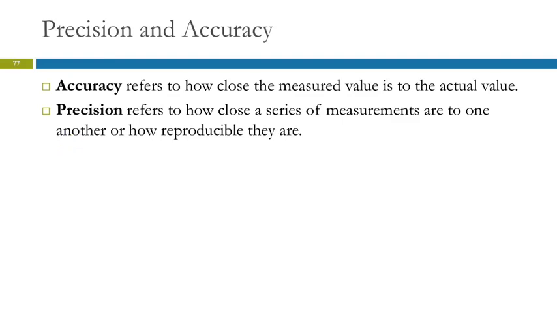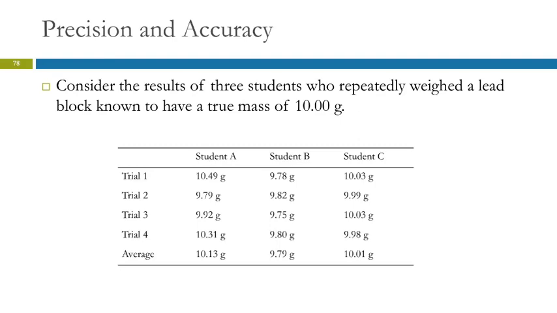Precision refers to a series of measurements. You can't really have precision with just one measurement. With a bunch of measurements, how close are they to each other? And you can have accuracy without precision. You can have precision without accuracy. You can have both of them, or you can have neither. So let's look at an example.